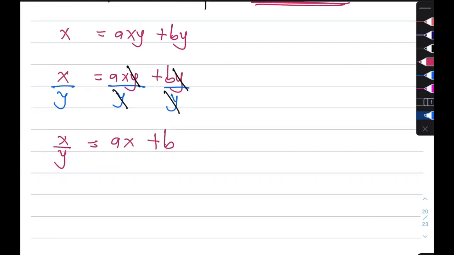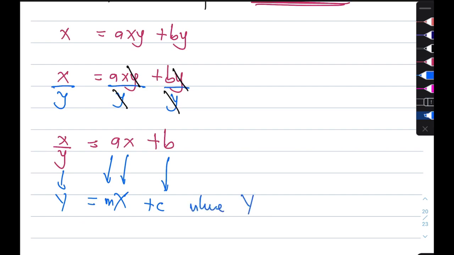Okay, so this particular thing could be compared to y is equal to mX plus c. So definitely, if you are saying that this particular equation can be written in this form, then it indicates that your big Y is actually x over y, your gradient is a, your big X is small x, and your constant is b, okay? And then you are done.